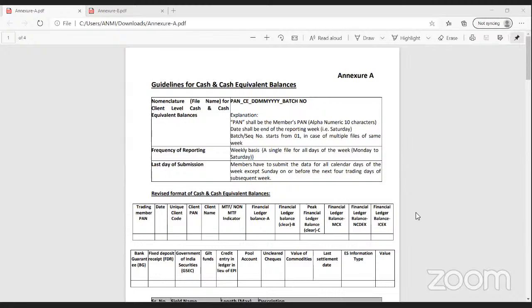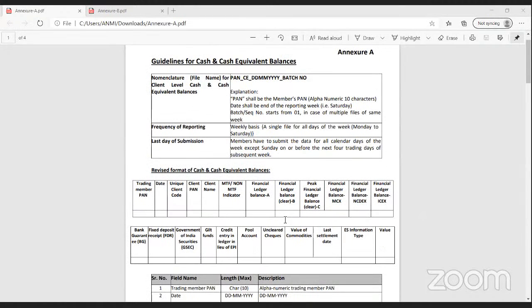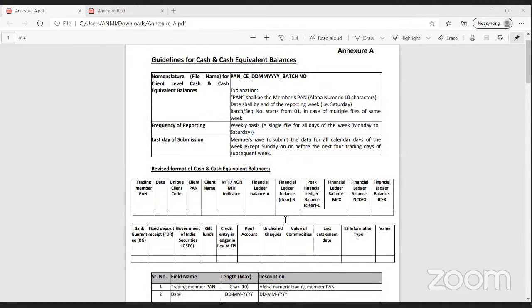One is the sixth column, that is the MTF non-MTF indicator. Initially, we just changed the name. Apart from that, the data will remain the same. Additionally, we have also added three columns of financial ledger balance of MCX, NCDEX, and ICEX. The primary reason was that since commodity exchanges do not come under interoperability, under enhanced supervision guidelines they need to send these ledger balances to the clients. So that's why we kept these three columns.